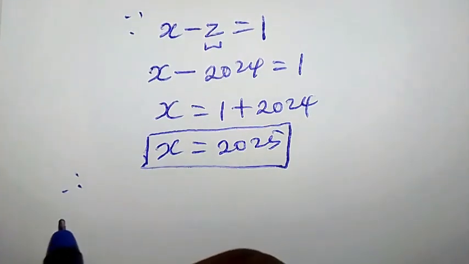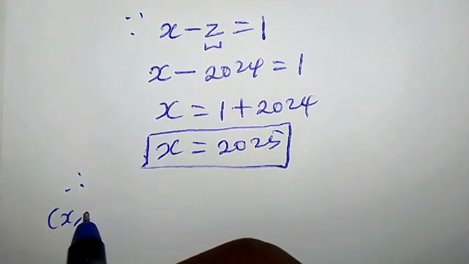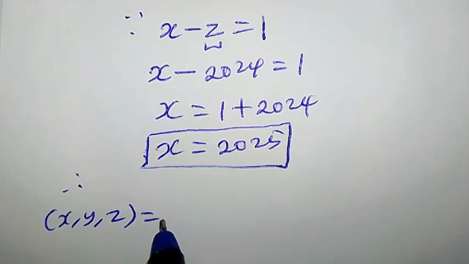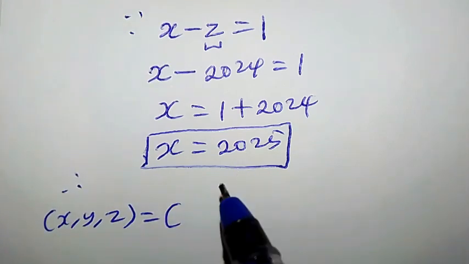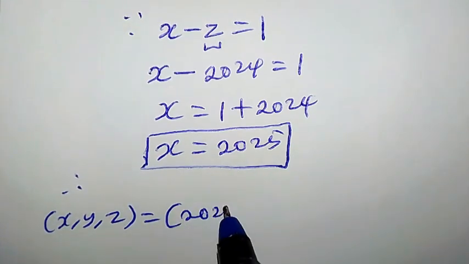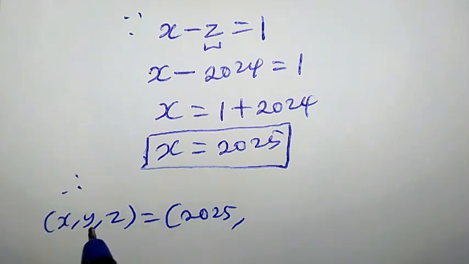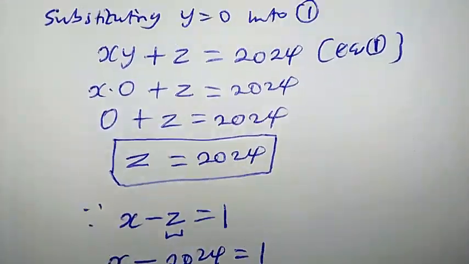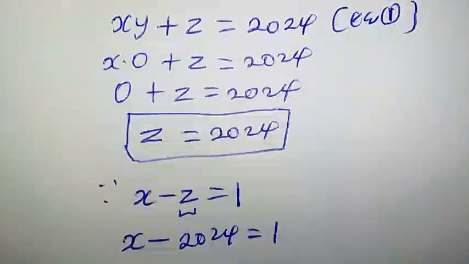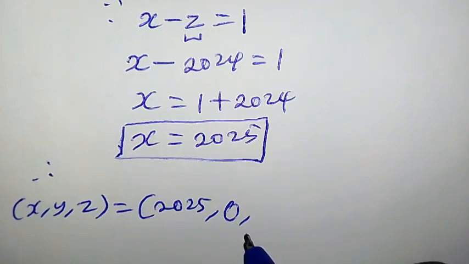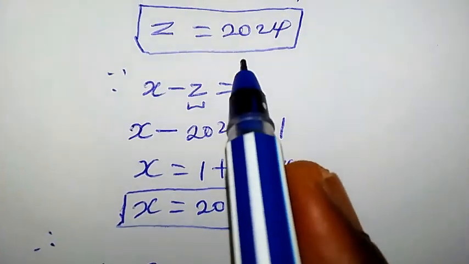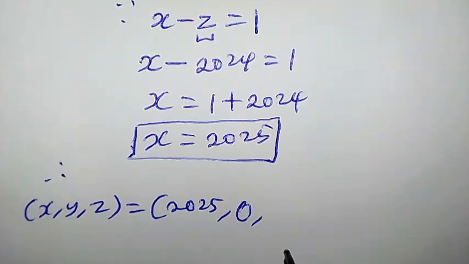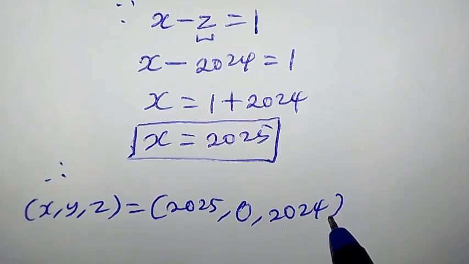Therefore, the first solution, x comma y comma z, is equal to x is 2025, comma, y is 0, comma, and z is equal to 2024. This is the first solution.